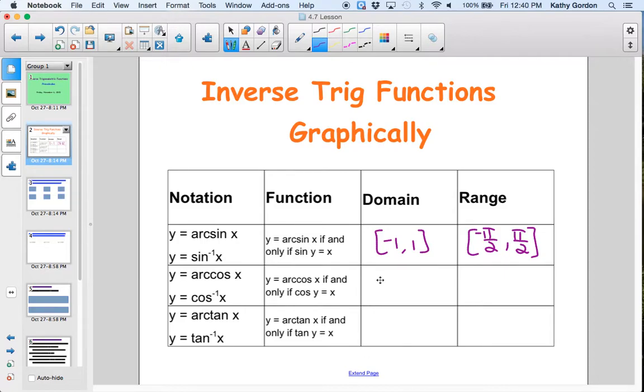Inverse cosine domain? -1 to 1. And range? 0 to pi, with brackets.